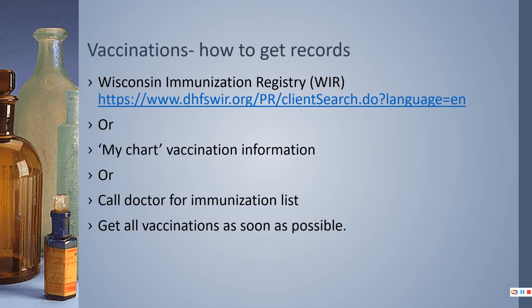Again, you can get the records commonly through the Wisconsin Immunization Registry, another state registry, or you could go to another school if you were in a different high school or different school district. You can go to your MyChart information, your clinic online records, or call your doctor for an immunization list. And if you have trouble finding specific vaccinations, again, please reach out to our nursing assistant support team.